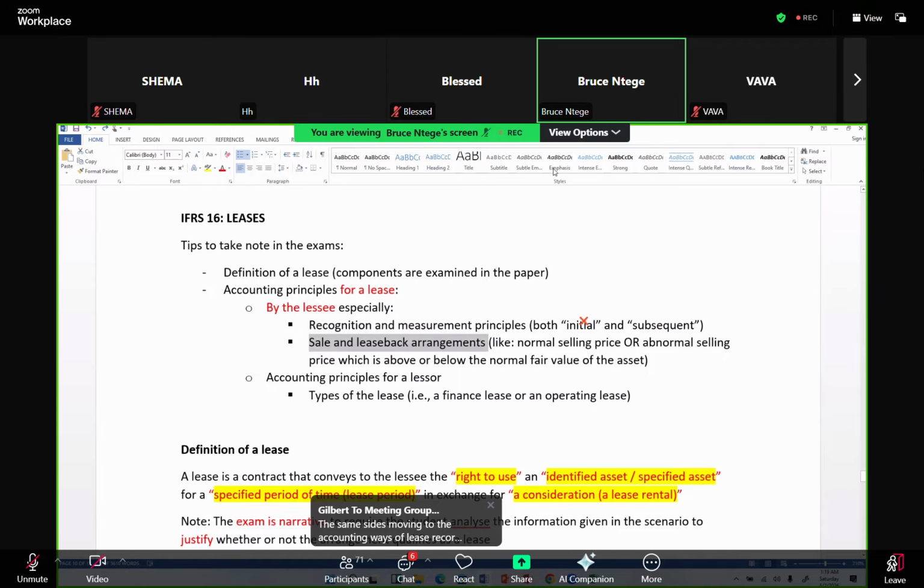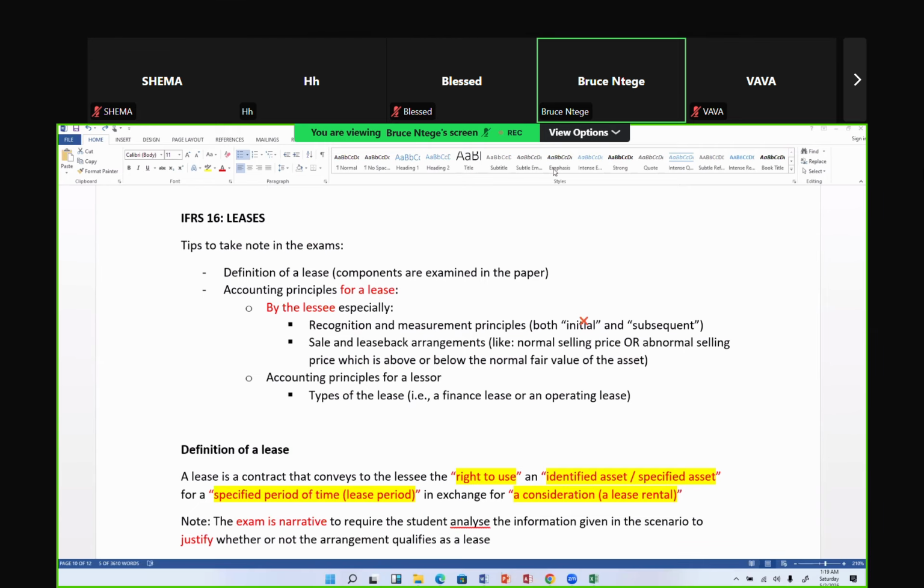In the chat, somebody says, the same sides moving to the accounting ways of lease records, lessor for finance lease. Okay, Gilbert, I didn't understand what you're trying to imply, but maybe you're correct. I don't, based on what you're trying to raise here.